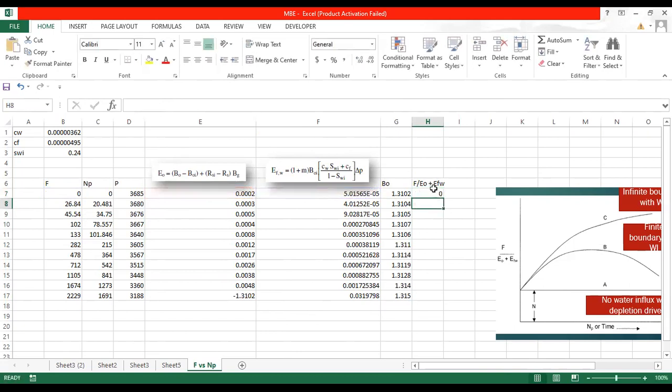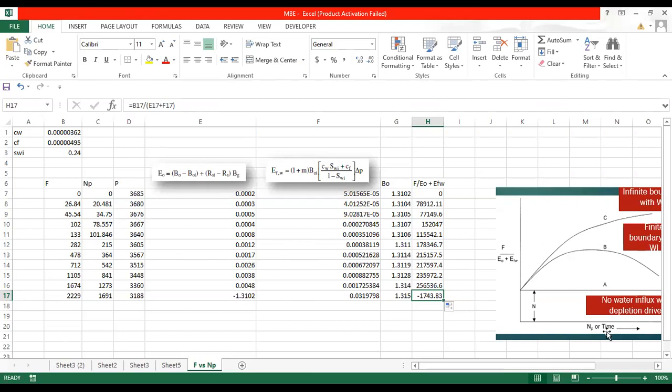So all are not constant. So we can just have the value. We can ignore the last value. First and last value can be ignored. And let us try to see how the graph between F by EO plus EFW versus NP gives an impression of this graph or not.